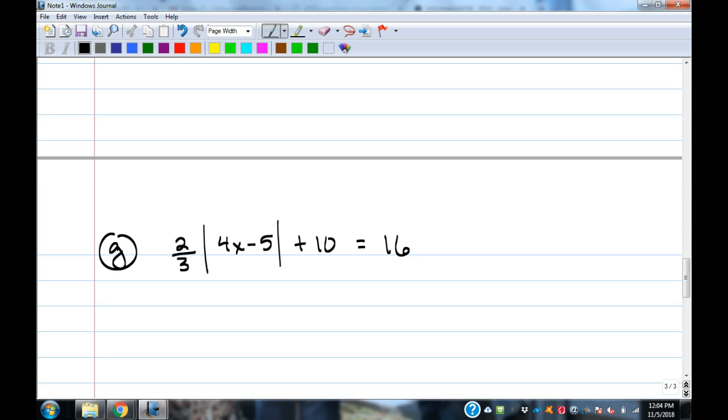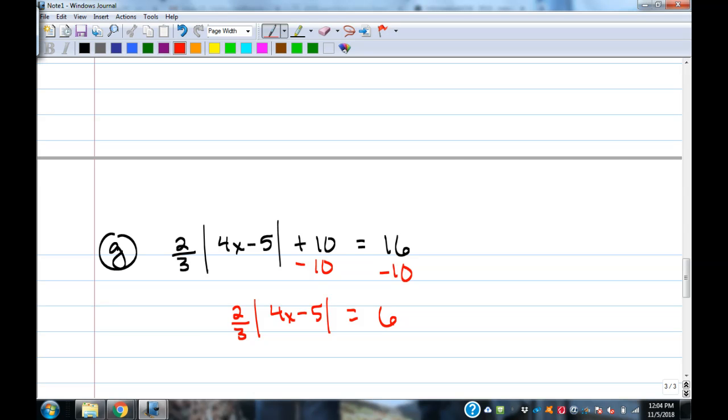Again, what are we trying to get by itself before we set up our 2 equations? Absolute value. So what's the first thing that should be moved? Move the 10 because it's not directly attached to the absolute value like the 2/3 is. So we're going to move the 10 by doing what? Easy math, 2/3, 4x minus 5 in the absolute value, 6. Now what? Divide by 2/3, which is the same thing as multiplying by the reciprocal, 3/2.